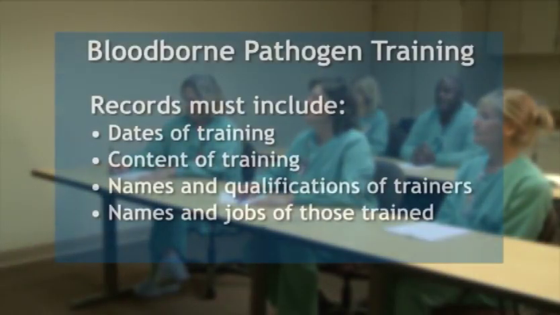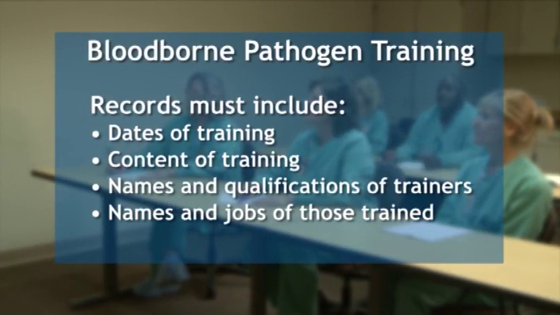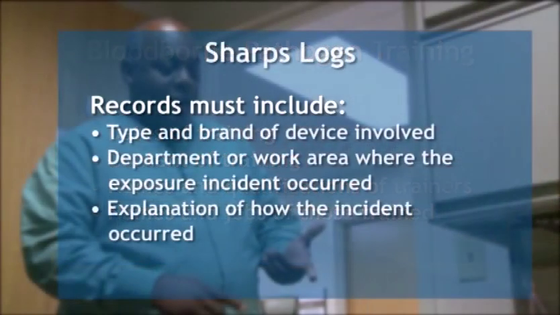The Occupational Safety and Health Administration requires that training records for bloodborne pathogens be kept for 3 years. These records must include dates of training, content of the training, names and qualifications of trainers, and names and jobs of those trained. Sharps logs must also be kept and include the type and brand of device involved, the department or work area where the exposure incident occurred, and an explanation of how the incident occurred. The exposure incident records must be kept for the length of employment plus 30 years.